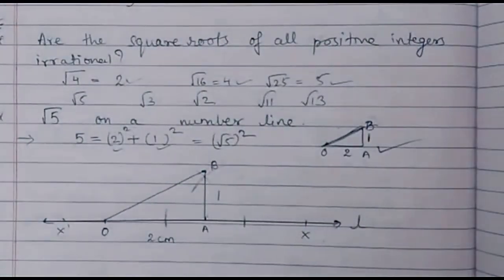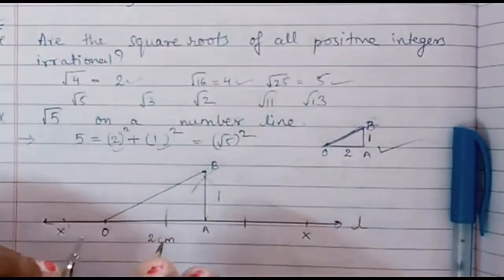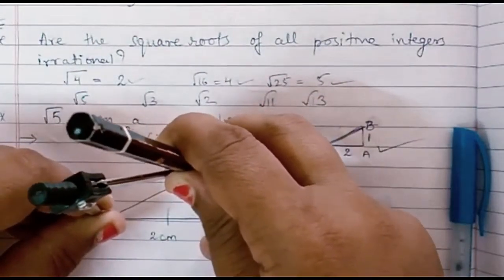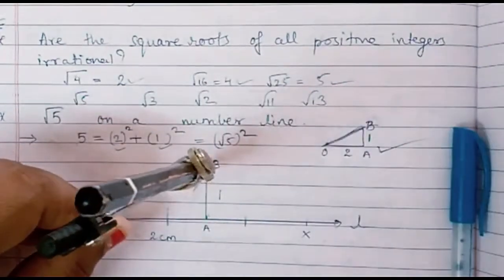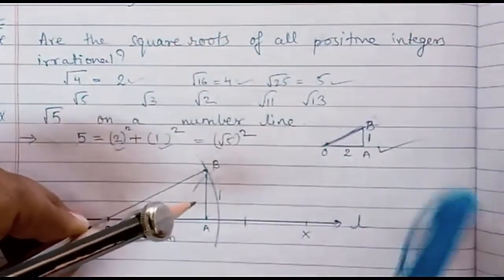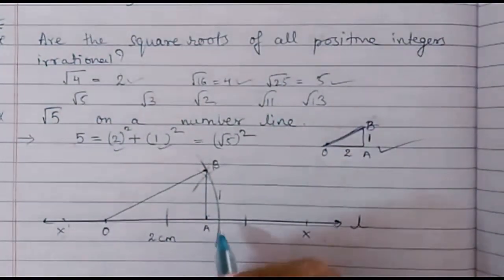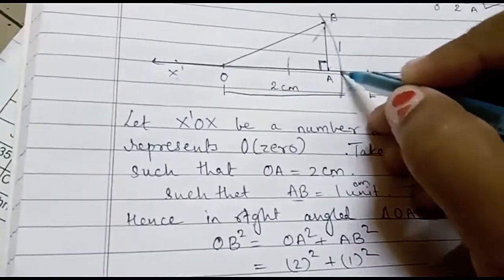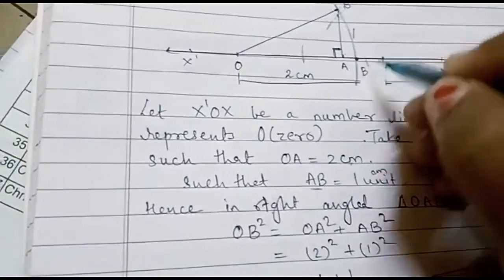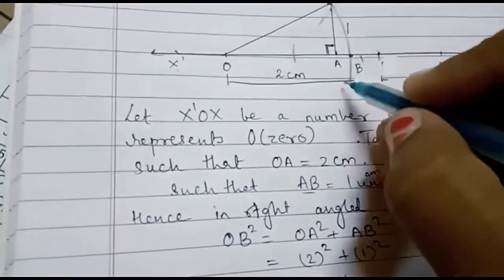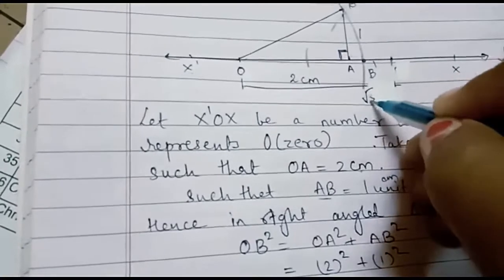Okay, and now taking O as a center and OB as a radius, as OB will be, according to our calculation, root 5, construct an arc. It should be a little dark. So this arc will, so this point is B dash. So we can say the distance from O to B dash is equal to root 5.